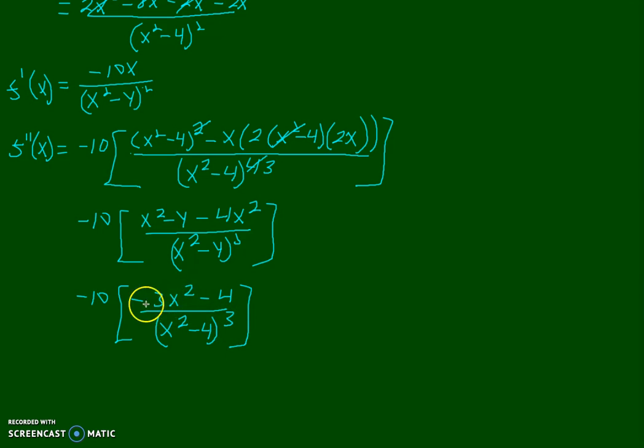And just for kicks, we can factor out a negative 1 out of this numerator just to make it look a little better. So factoring out a negative 1 times negative 10 is just going to be 10. So that's 10 times 3x squared plus 4 over x squared minus 4 to the third. Okay, and that is our second derivative.